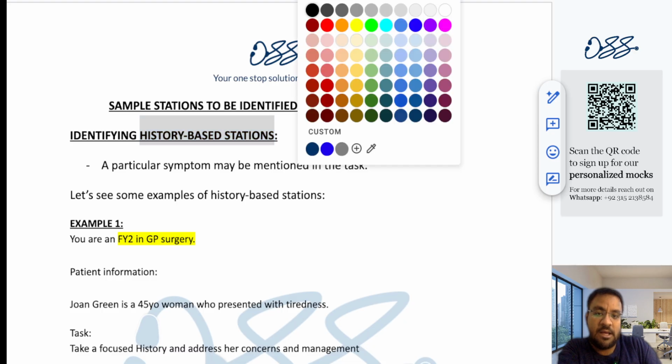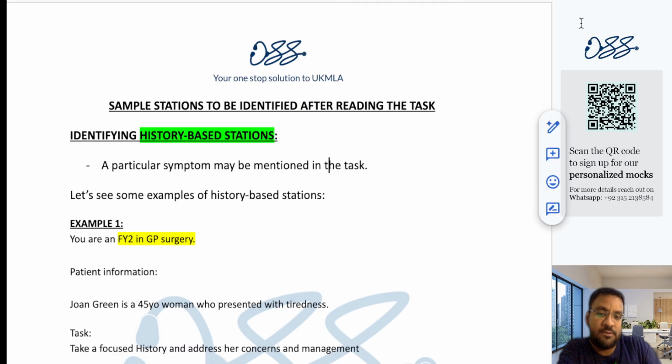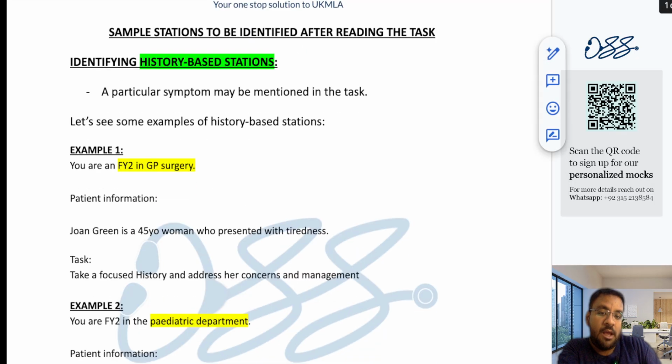Just to overview, the history based stations are the ones in which you have to ask certain questions, come to a diagnosis, and then manage the patient. And this is not the combined sessions. You do not have to actually perform the examination. You just have to verbalize it, that ideally I would like to do your general physical examination, your abdominal examination, your digital rectal examination. You just have to verbalize it in the history based station. You don't actually have to perform it.